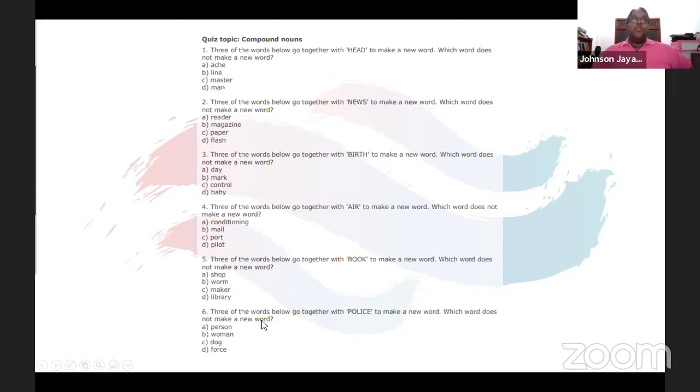So likewise for the other 5 here, can you please figure out which is the incorrect word, the word that does not match this word, okay? Or cannot be connected with this word here, okay? So again, I'll give you about 3 minutes. So once you're done, please put your thumbs up, okay?